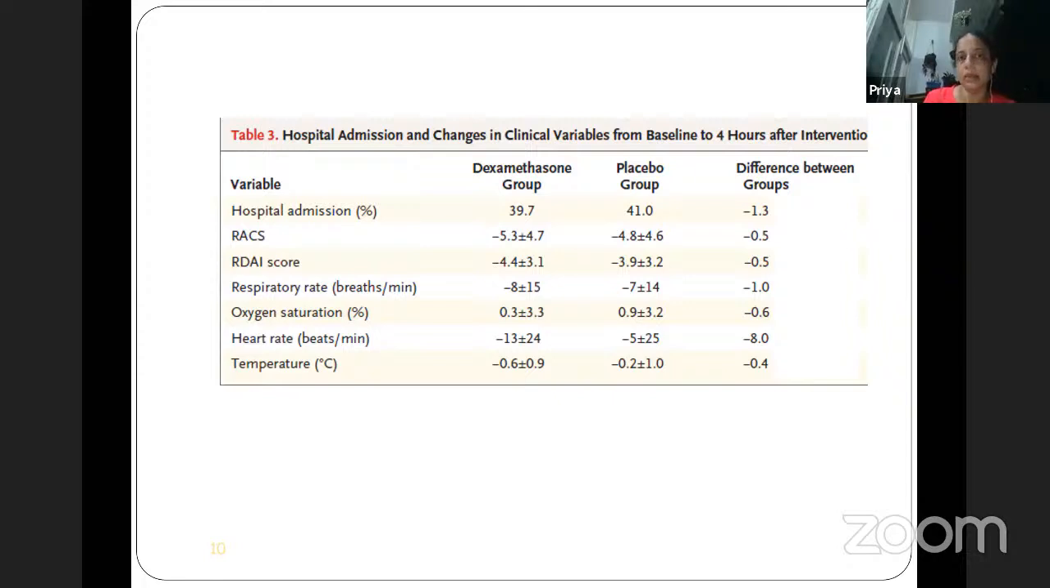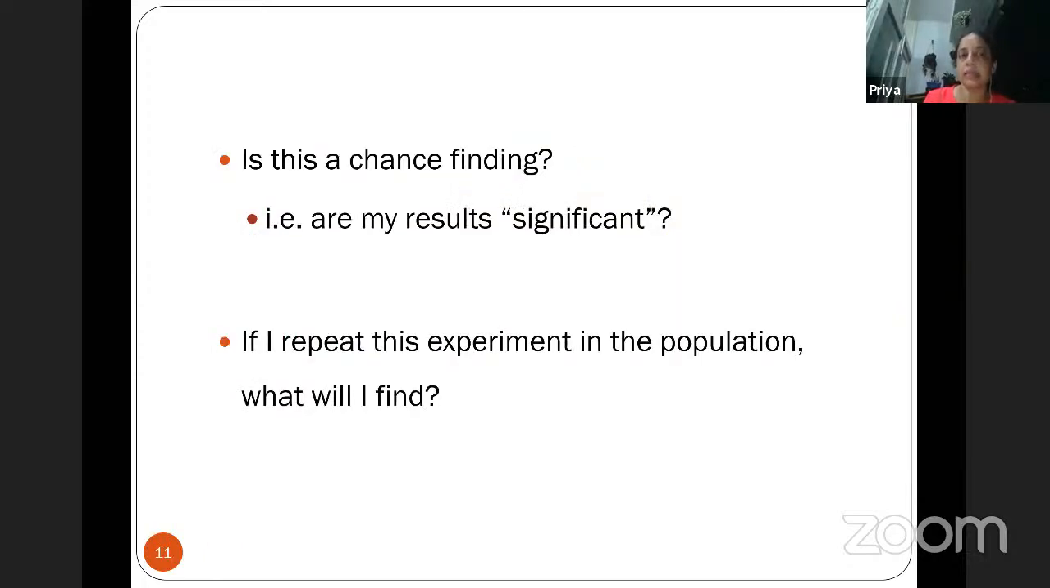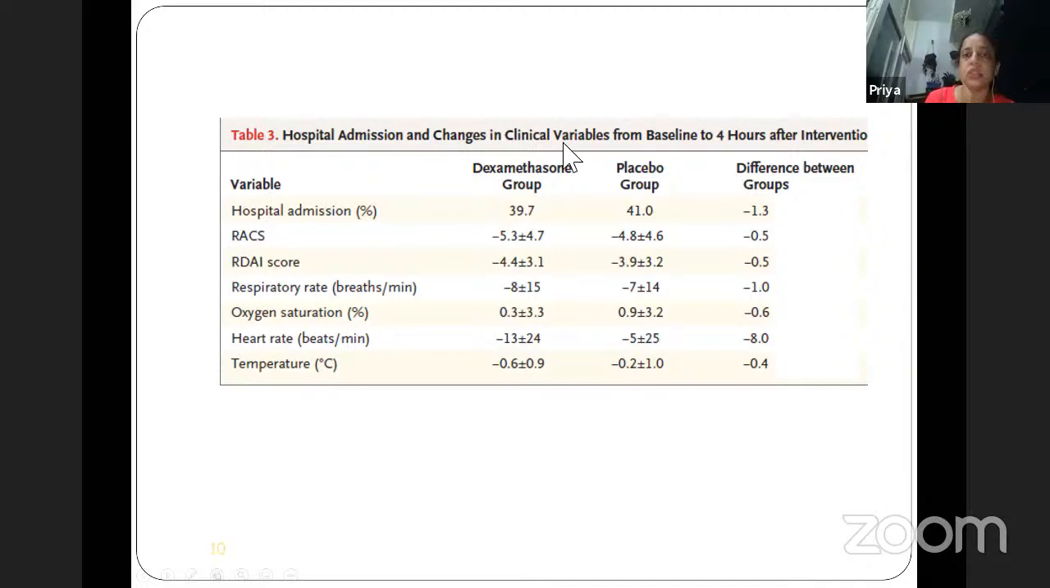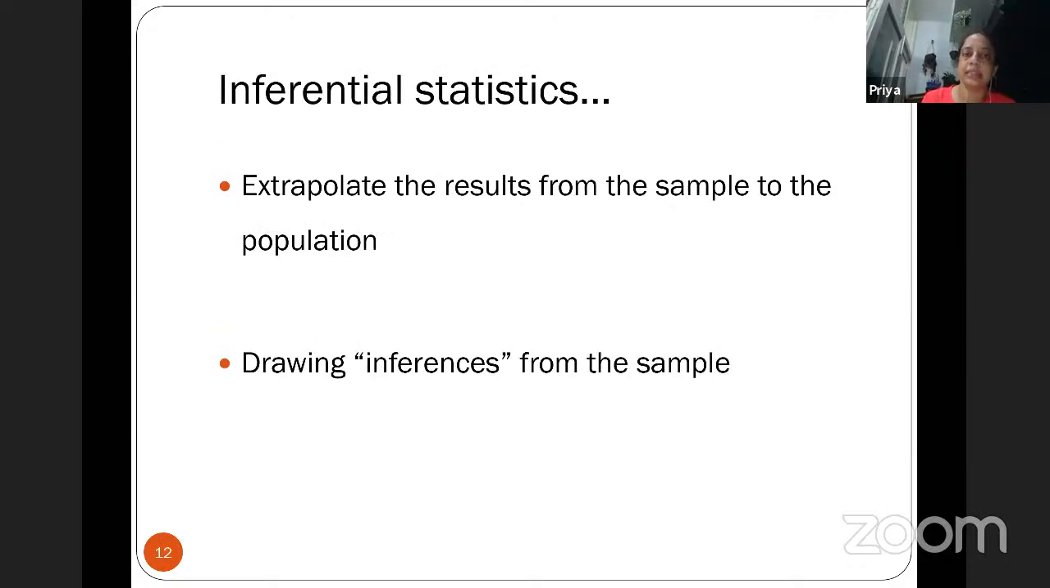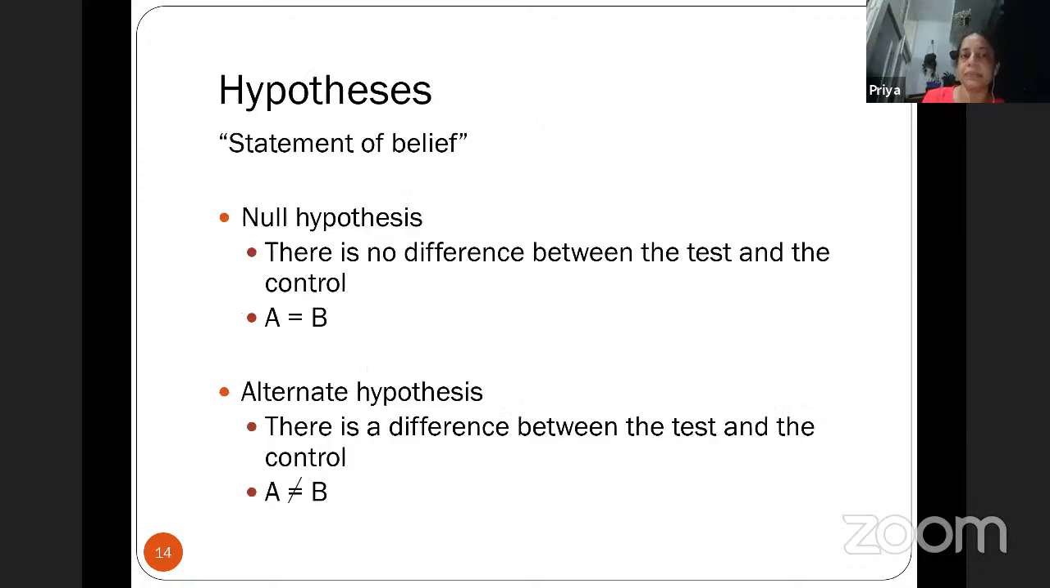But having done a study, the question we ask is, is this a chance finding? Is this finding that dexa reduced hospital admission by 1% a chance finding? Are my results really significant? And if I repeat this experiment, what will I find? Will I find that same 1.3% decrease? Will it be more than that, less than that? These are questions for which you need inferential statistics. You extrapolate the results from the sample to the population and draw inferences from the sample.